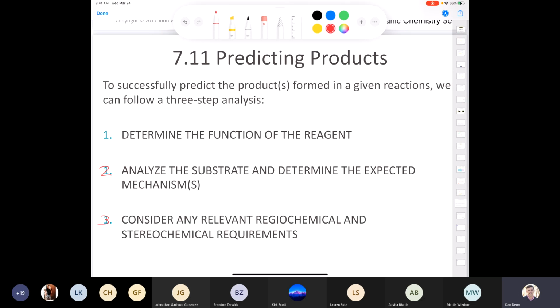Then I look at the substrate. Is it primary, secondary, tertiary, benzylic, allylic? What's going to happen with that? And then I consider what the regiochemistry is going to be, what the stereochemistry is going to be, and then I predict all of the products.